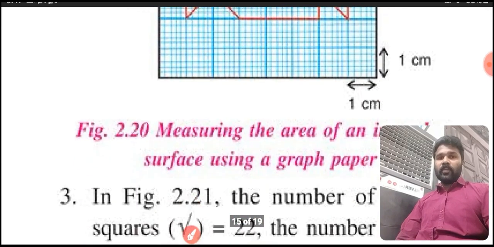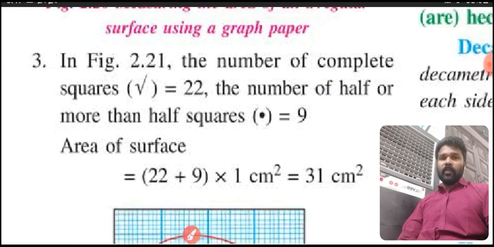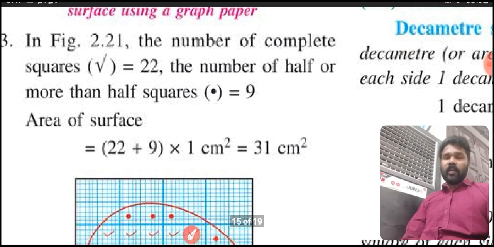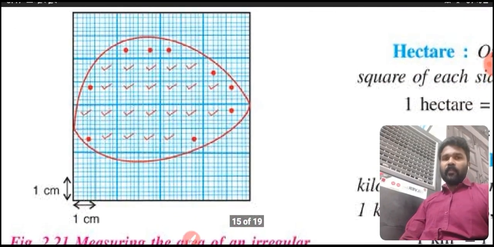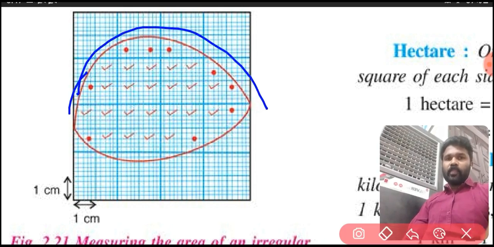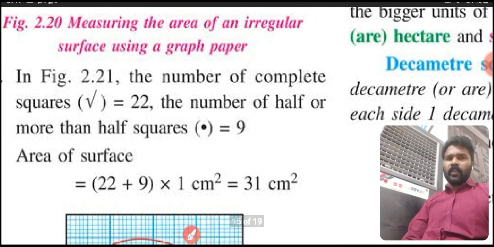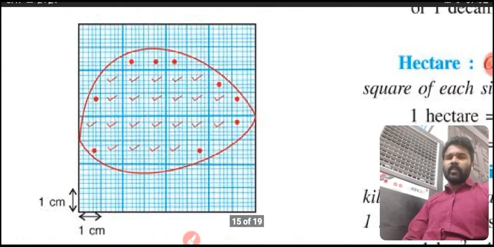Now we are going to discuss our third example. For that we have to observe figure 2.21. This is the diagram. Now you see the outline. This is the outline, the shape of the irregular surface, that is this one. The same way we have to count the ticks, meaning the complete squares.